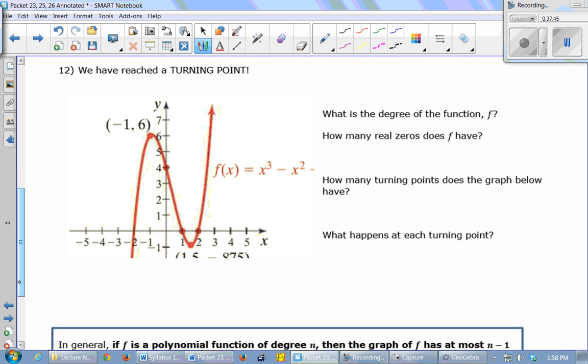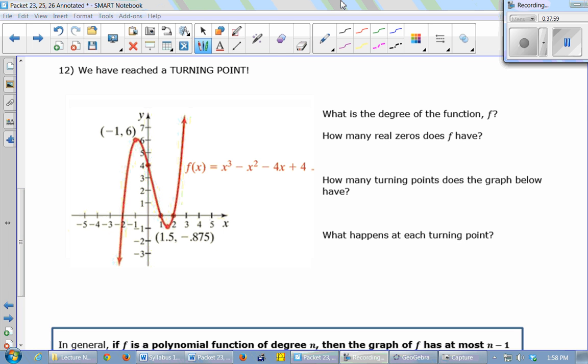All right, one more. Turning point. Okay, so what's the degree of this function? Okay, so somebody said 5. And I know that you got 5 by adding all the exponents together. Why is that not what you do in this case, even though that's what we did in the last problem?